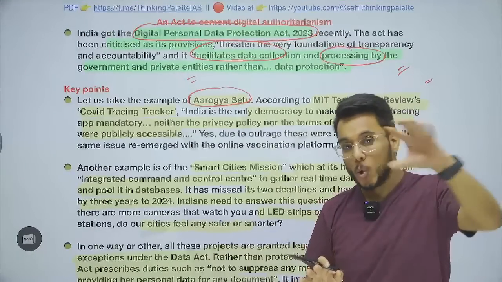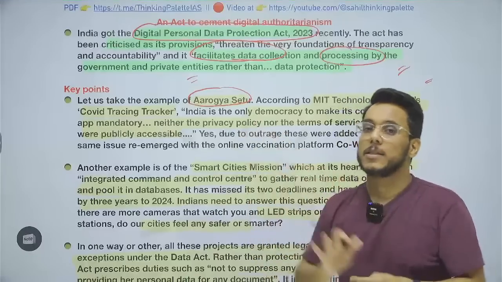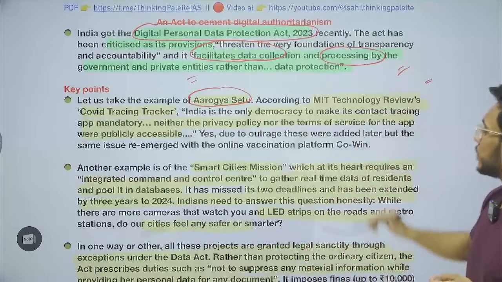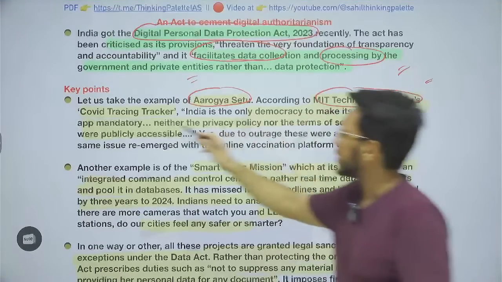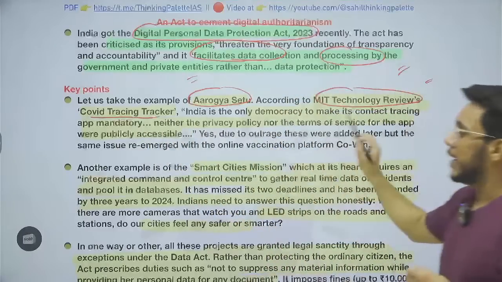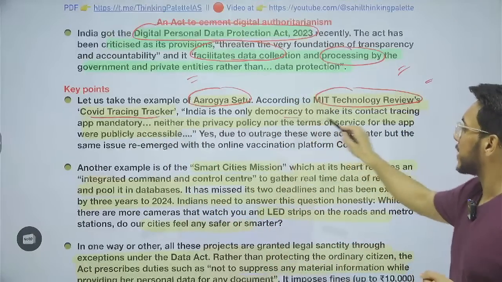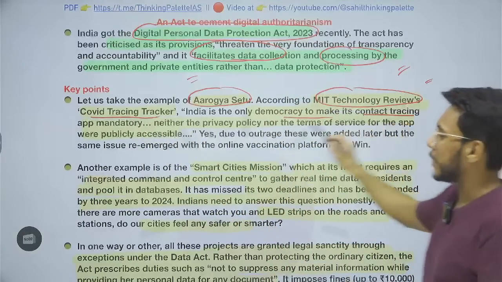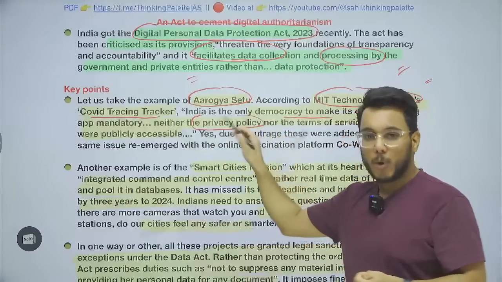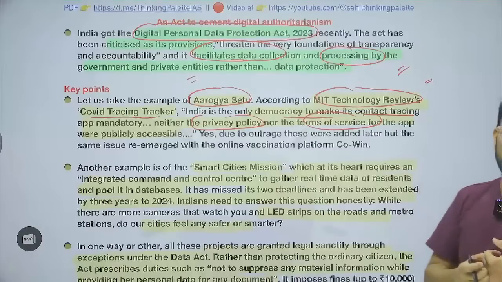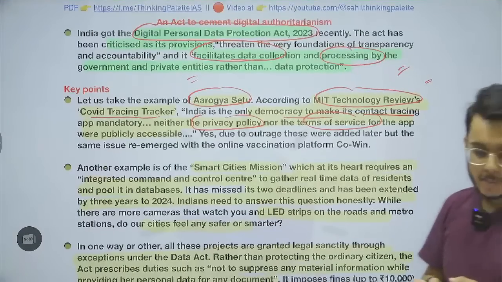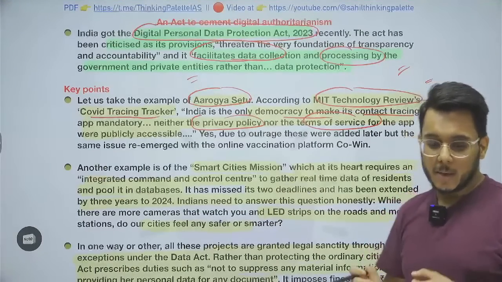If you wanted to go to certain places, you had to have this app. And according to the MIT Technology Review COVID tracing tracker, India was the only democracy to make a contact tracing app mandatory. Neither the privacy policy nor the terms of service of this app were made public, nor were they accessible. So this is something that has been provided.